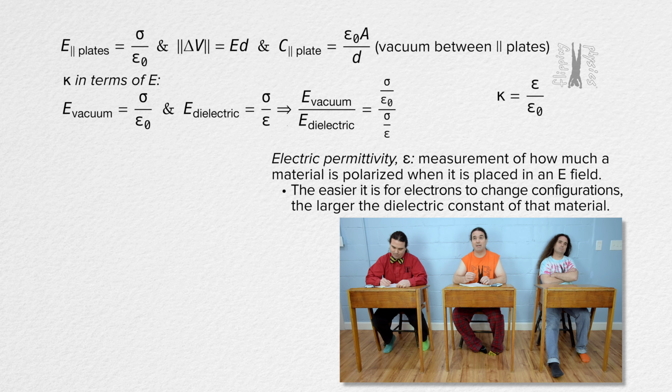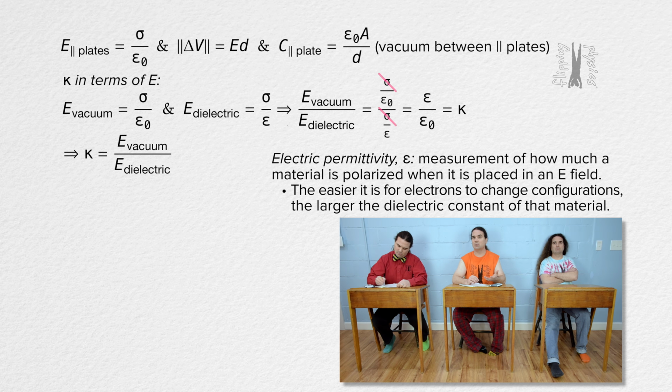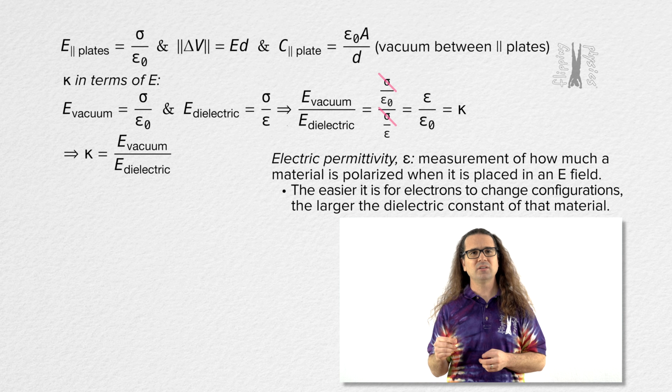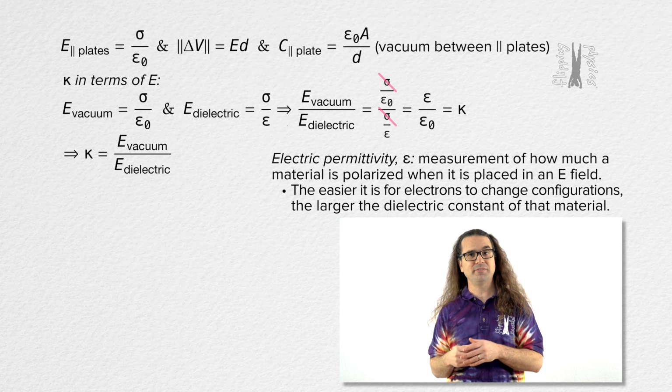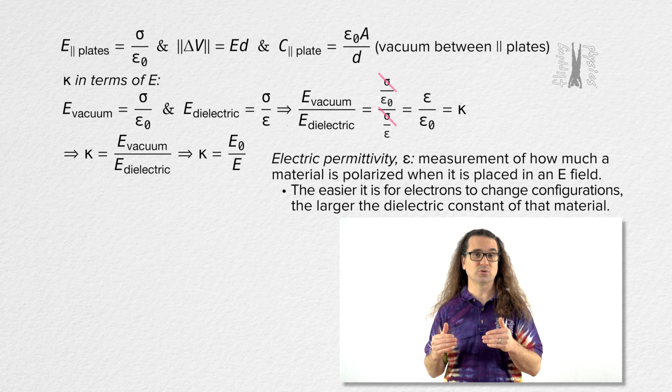The ratio of the vacuum electric field to the dielectric electric field then equals a fraction with those two equations in it. Surface charge density cancels out, and the permittivity of the dielectric over the electric permittivity of free space is what we are left with. And that equals the dielectric constant. So the dielectric constant equals the electric field with a vacuum divided by the electric field with a dielectric. Correct, Bobby. However, the electric field with a vacuum between the plates is electric field naught, and the electric field with a dielectric between the plates is the electric field with no subscript.